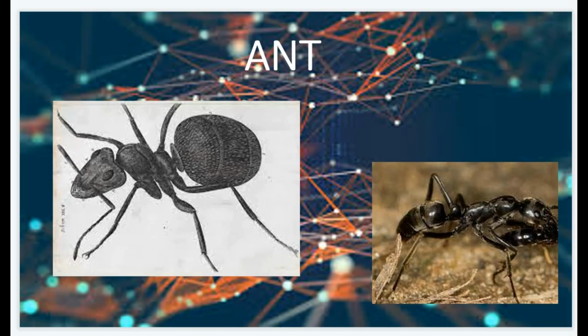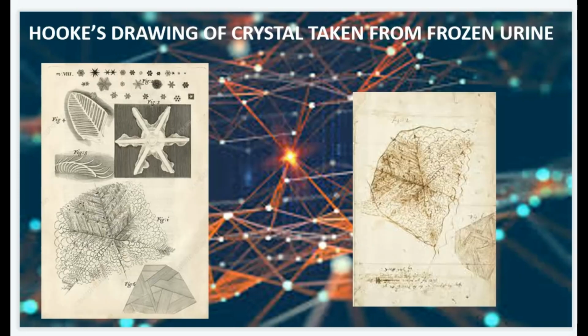Okay. The next was Hooke's drawing of crystal taken from frozen urine. So this is the picture. This is the real picture he drew. Okay. So this is the crystal taken from frozen urine. Okay. These are the drawings he mentioned here. You can see both are original.